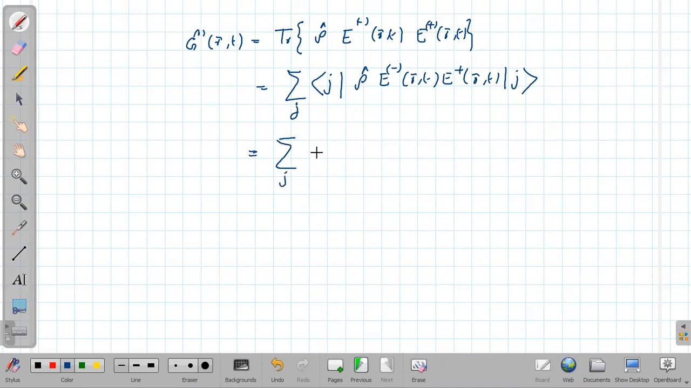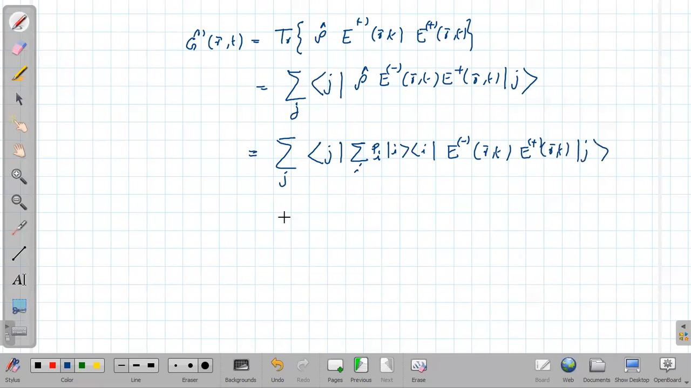And what is rho? It's equal to sum over i, p_i, outer product |i><i|, E minus of (r,t), E plus of (r,t), |j>. So now this inner product <j|i> is delta_ij. Okay, so the states |i> would be orthonormal.